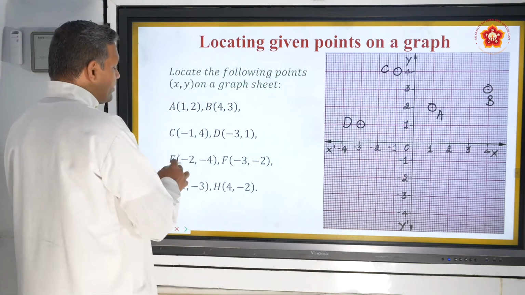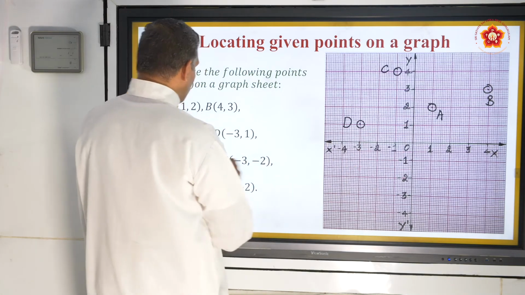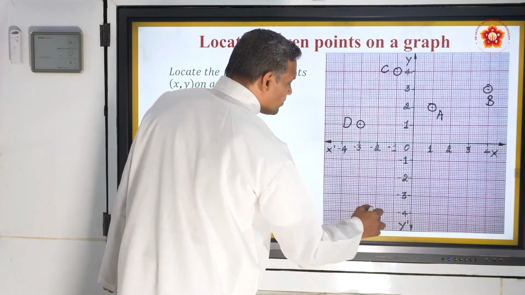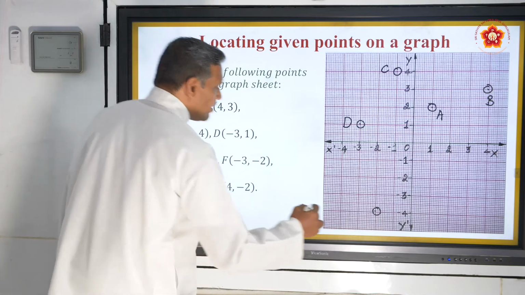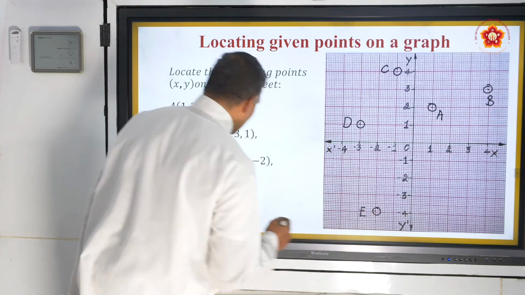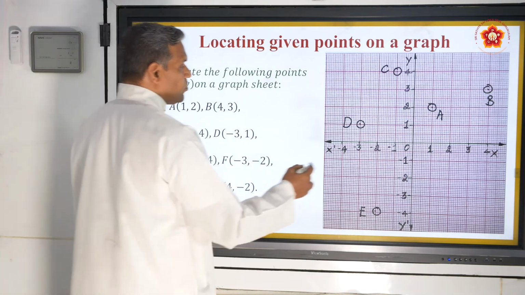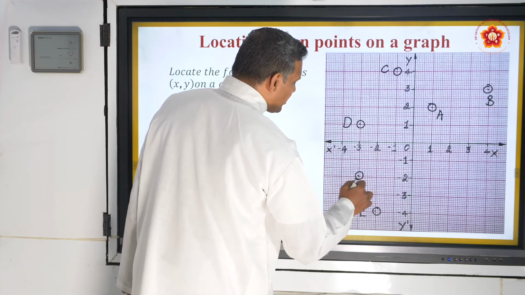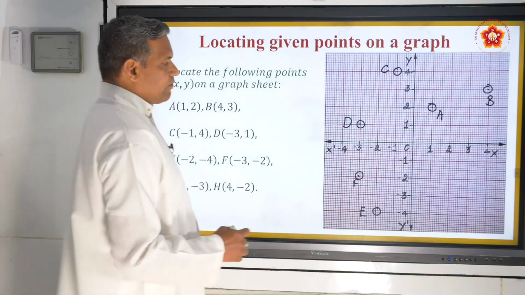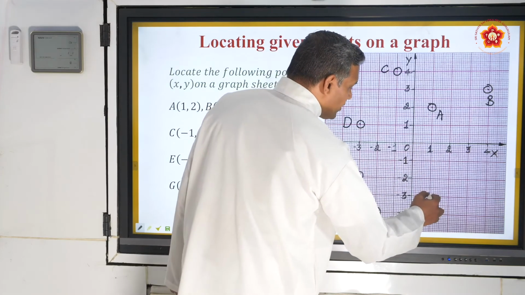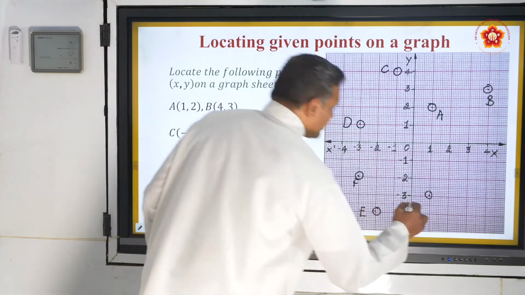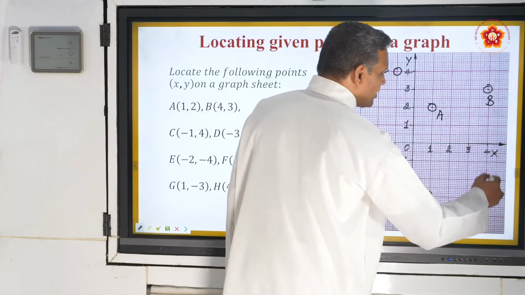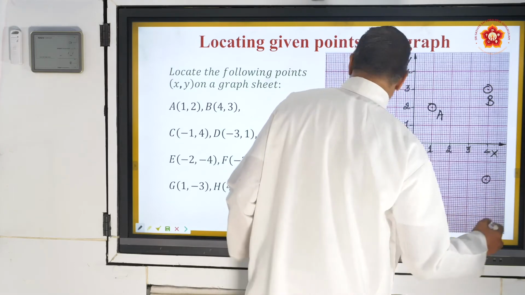Next, E is minus 2 comma minus 4. Minus 2 should come in X, minus 4 should come in Y. So if I go to minus 2 and minus 4, this is my point and I call it point E. Then F is minus 3, minus 2. Minus 3 here and minus 2 here. This is the point and I call it point F. Then 1 comma minus 3. So 1 is on the positive side, minus 3 comes below. This is the point I am focusing on, point G. Next is 4 comma minus 2. 4 is on the positive side, minus 1, minus 2 is below. This is the point which I am focusing on, that is H.